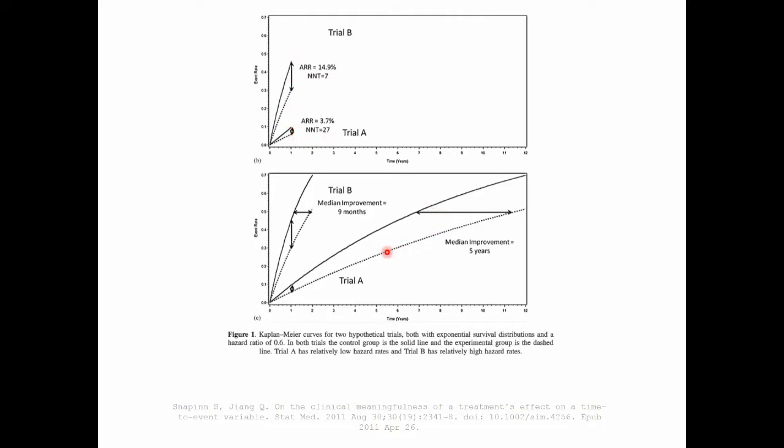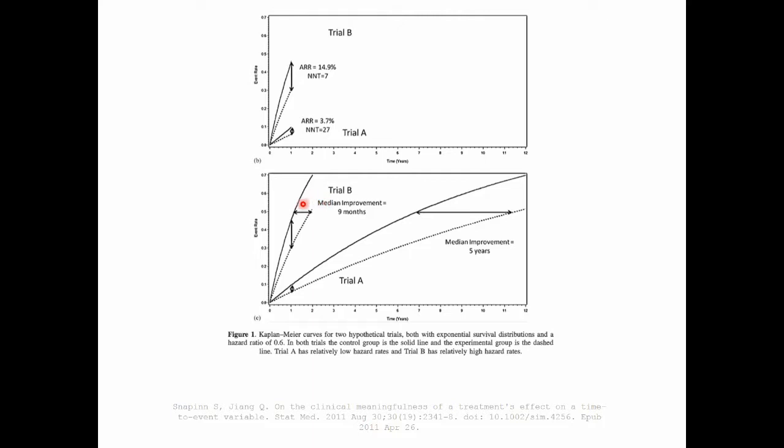Importantly, the functional form of these trajectories is the same, and they all reflect a hazard ratio of 0.6. So we use hazard ratios when we do time to event. Again, we'll talk about this in the nonlinear models, but the point here is that we have a constancy of effect on the hazard ratio scale.